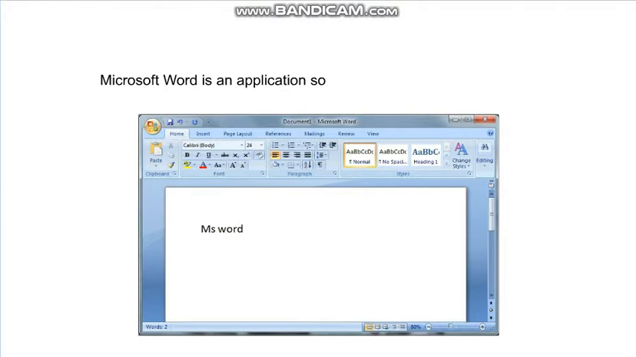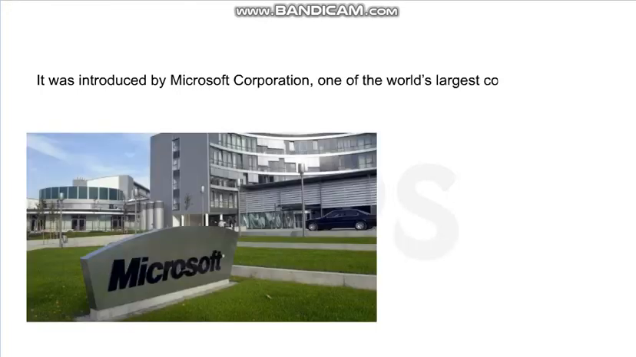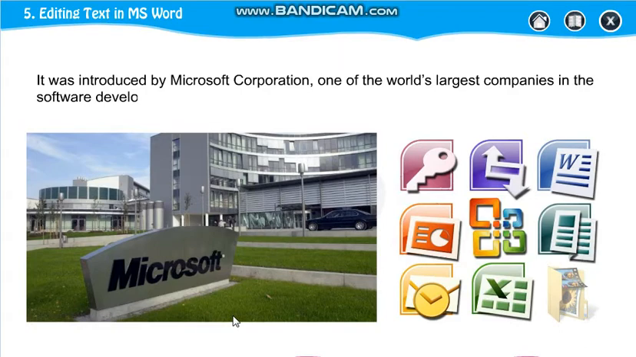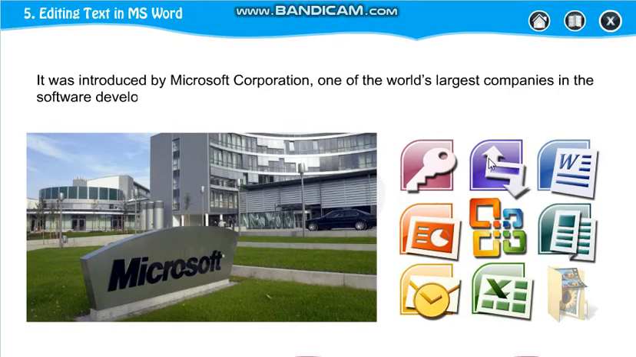Now, Microsoft Word is an application software used for word processing. It was introduced by Microsoft Corporation. This is the picture of the Microsoft building, one of the world's largest companies in software development. Microsoft has developed Windows also, and these are the icons for different products like MS Access, this is the Word file, then PowerPoint, this is Windows, Excel, different softwares are there. This is Outlook and this picture is of Microsoft.